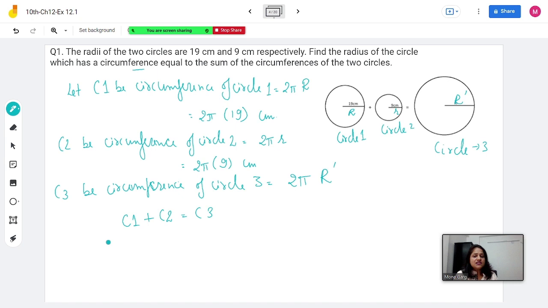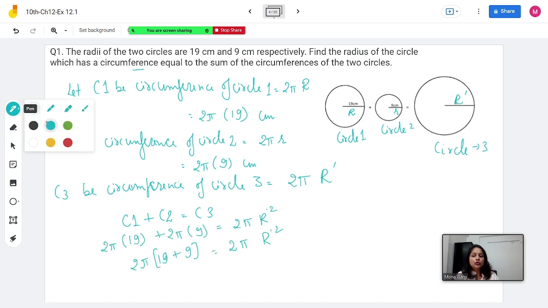Some children have started to get excited. We take 2 pi common, inside I will be left with 19 plus 9, and on the right side it is 2 pi and r dash. Now if you look carefully on both sides, 2 pi and 2 pi will cancel each other. Okay, so 2 pi and 2 pi on each side will cancel each other. Now 19 plus 9, it will be 9 and 2 are 18, 28, which is equal to r dash.